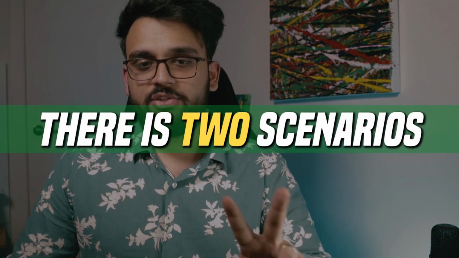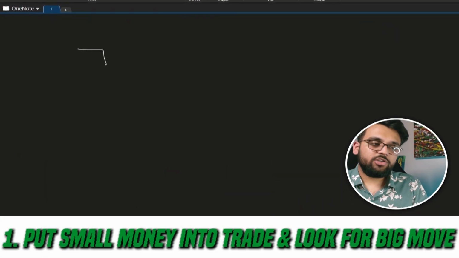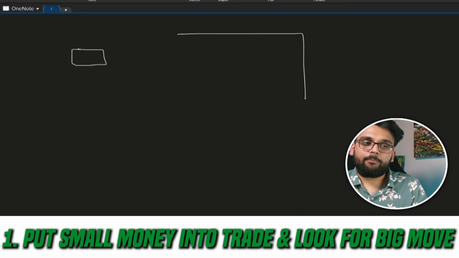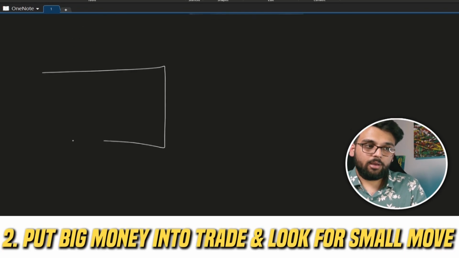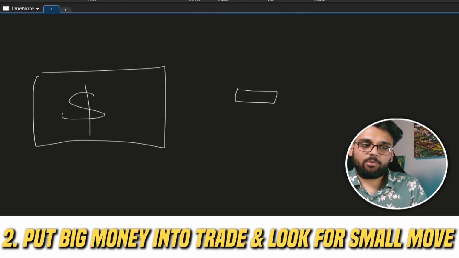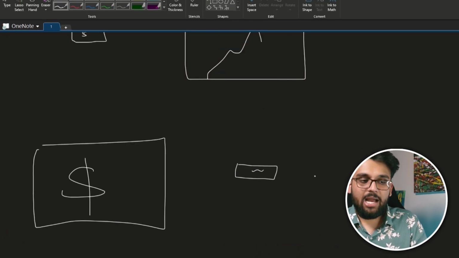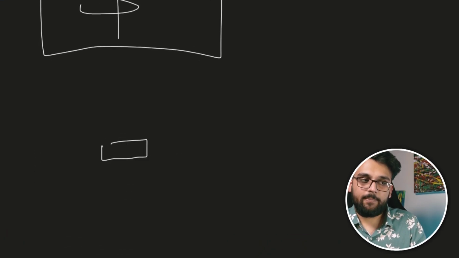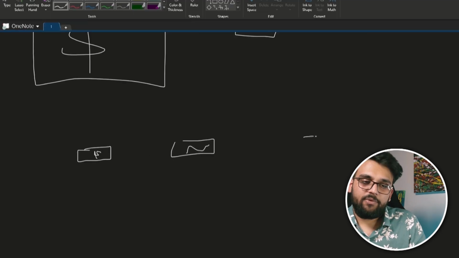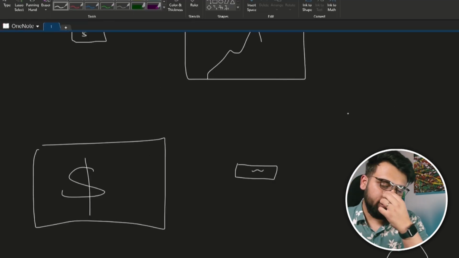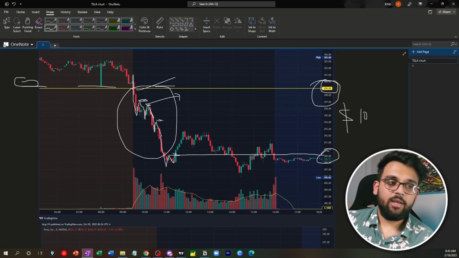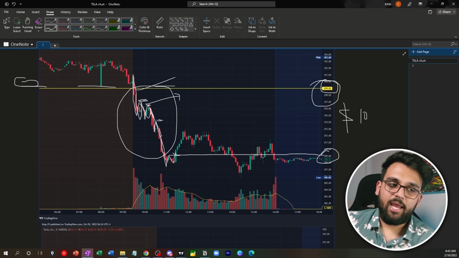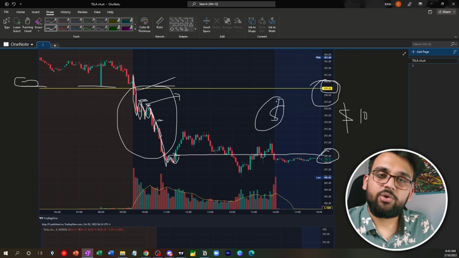There's 2 scenarios, right? One is you put small money into a trade and you look for a bigger move, a big move with small money, or you put big money in a trade and look for a small move to make the money. Now, if you're looking at small money, you're catching a small move, the profits of course are going to be small. Just gotta understand this. So if you can do this, that will bring in big money. This way you'll be able to catch the whole move and will actually bring in more percentage on your capital that you invested.